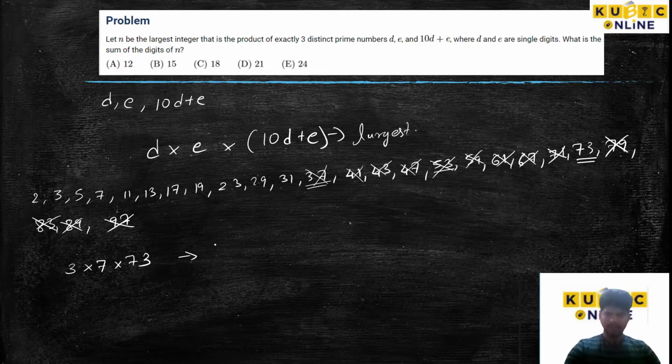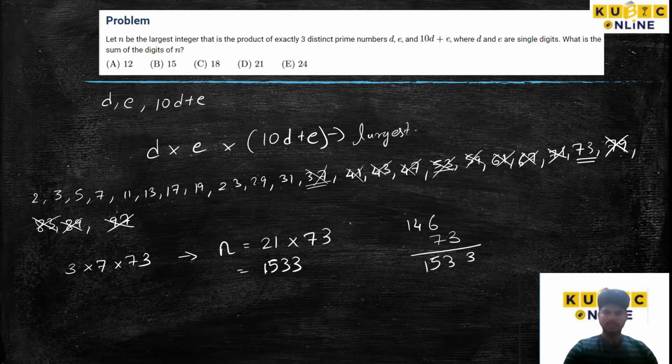So what do we get? n is equal to 21 into 73. That is how much? 73 twos are 146, 73 ones are 73. So it is 1533.